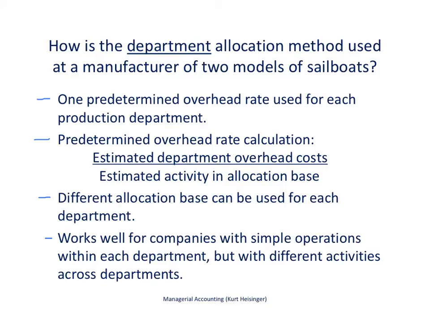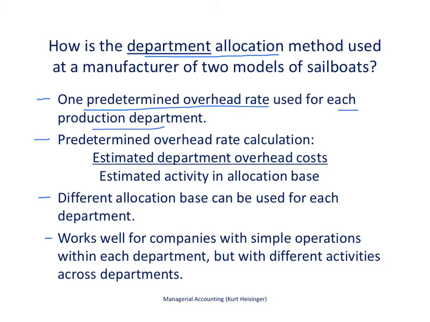Now that we know how to figure out the overhead cost per unit using the plant-wide allocation approach, let's look at another method, and this would be used independently from the plant-wide approach. So let's say that we're not using the plant-wide approach, and now we decide we want to go ahead and use the department allocation approach. Well, now what we do is instead of using one predetermined overhead rate for the entire company, we're going to use one predetermined overhead rate for each production department.